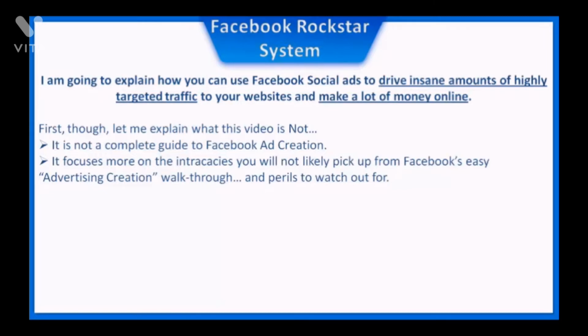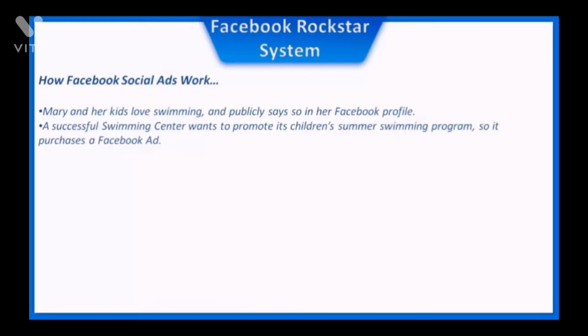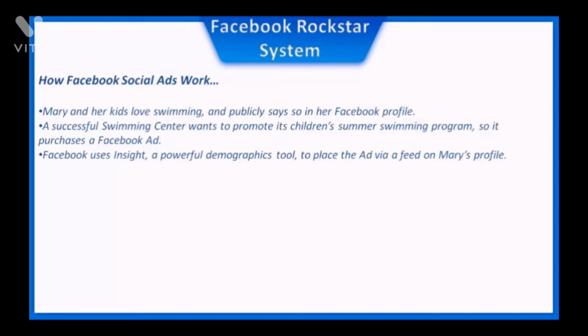How Facebook social ads work. Mary and her kids love swimming, and publicly say so in her Facebook profile. A successful swimming center wants to promote its children's summer swimming program, so it purchases a Facebook ad. Facebook uses Insight, a powerful demographics tool, to place the ad via a feed on Mary's profile, after extracting the information that she has 3 children, is passionate about all things swimming, and lives within a close geographical radius of the swimming center in question. So she is a likely candidate to view the ad.